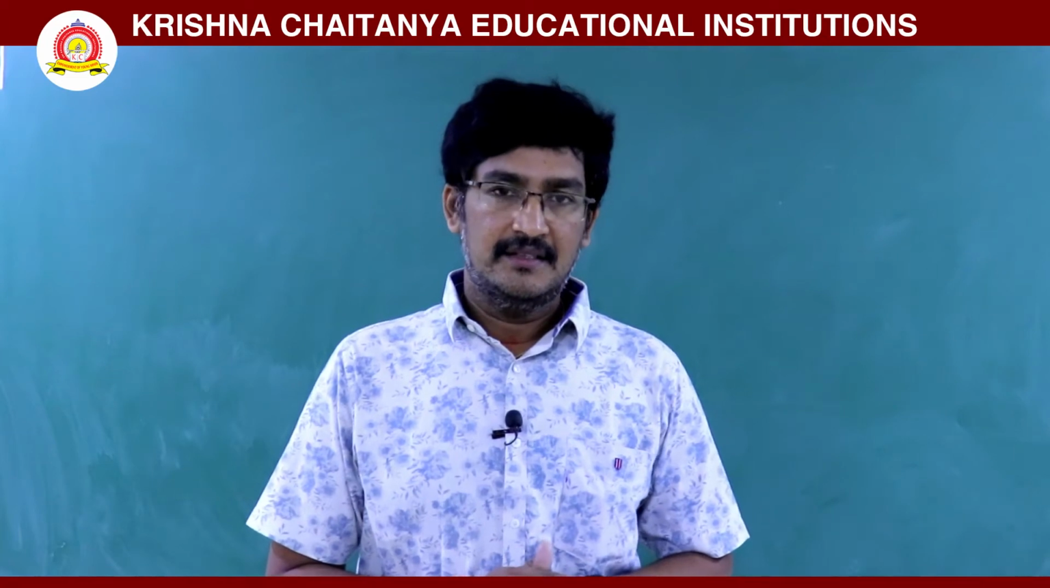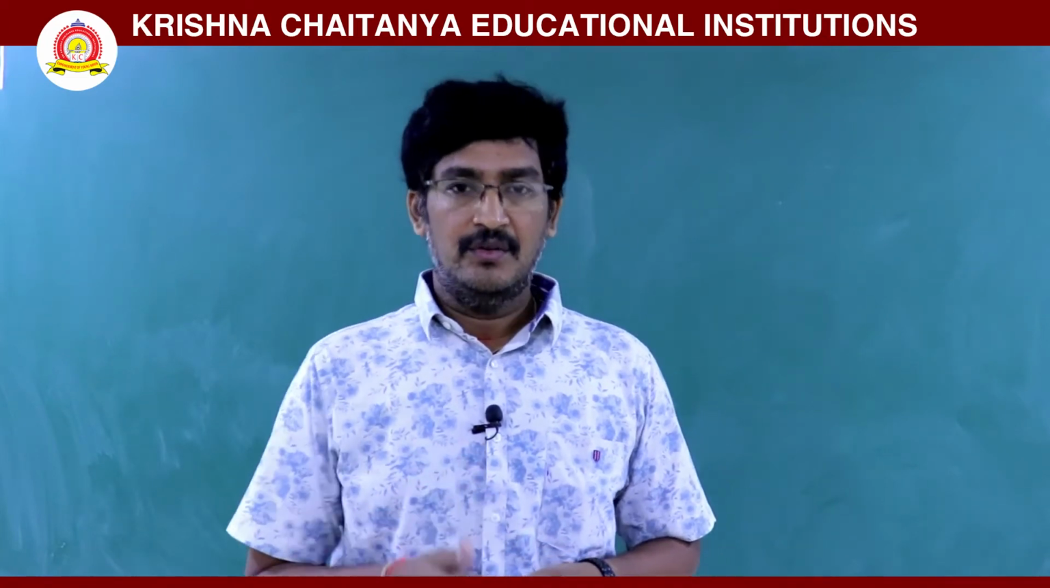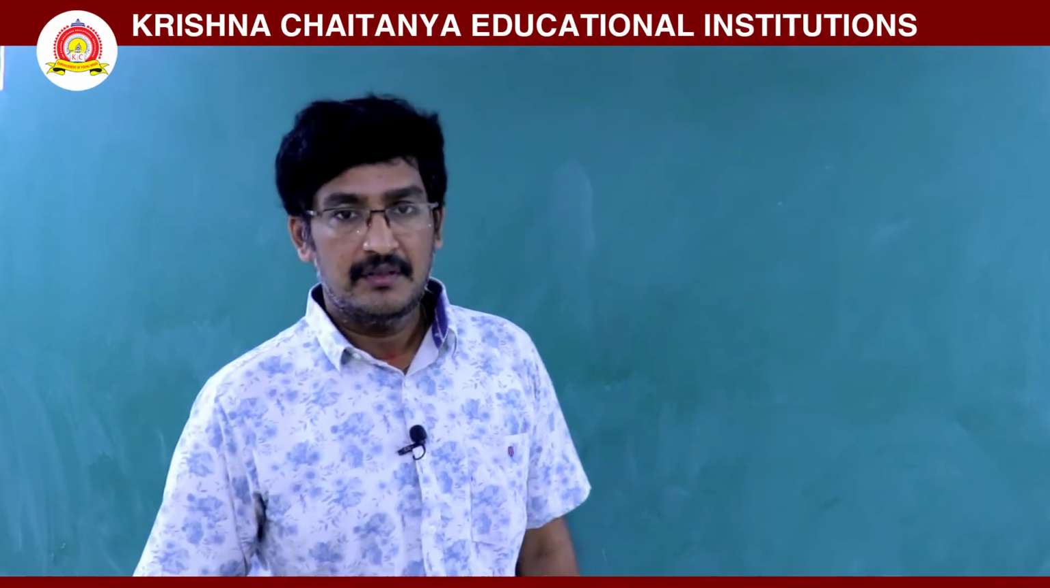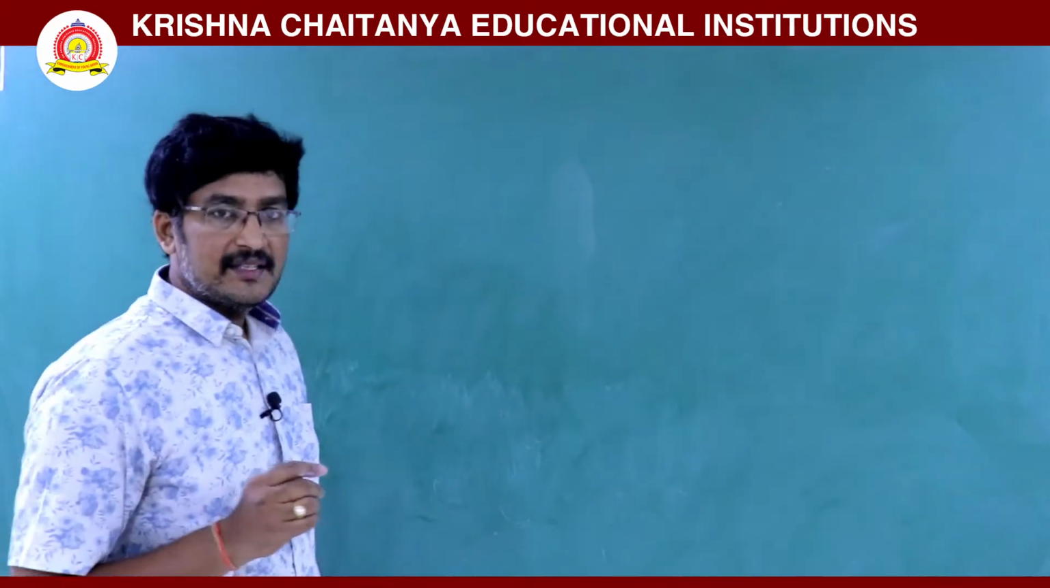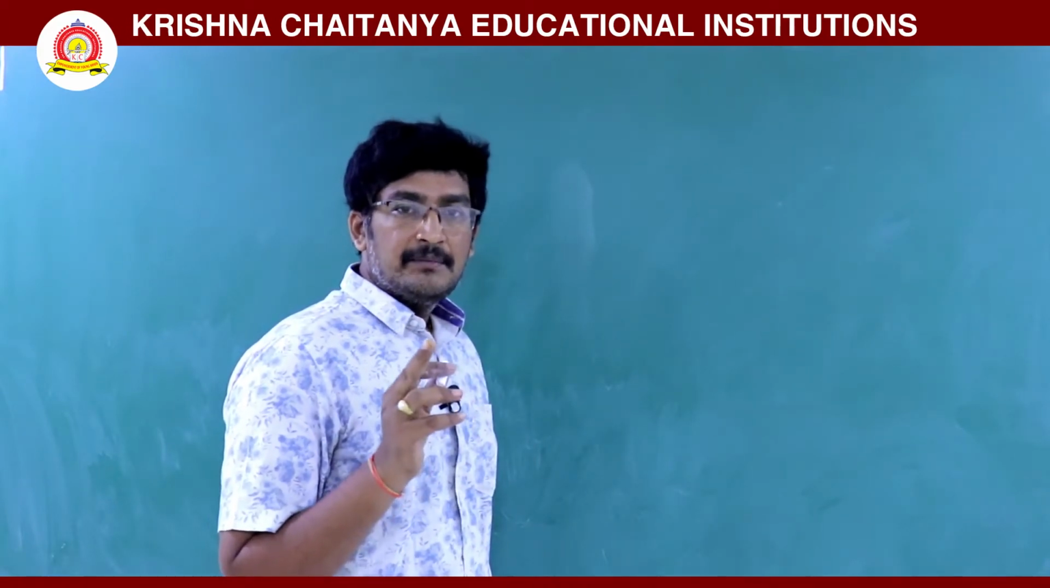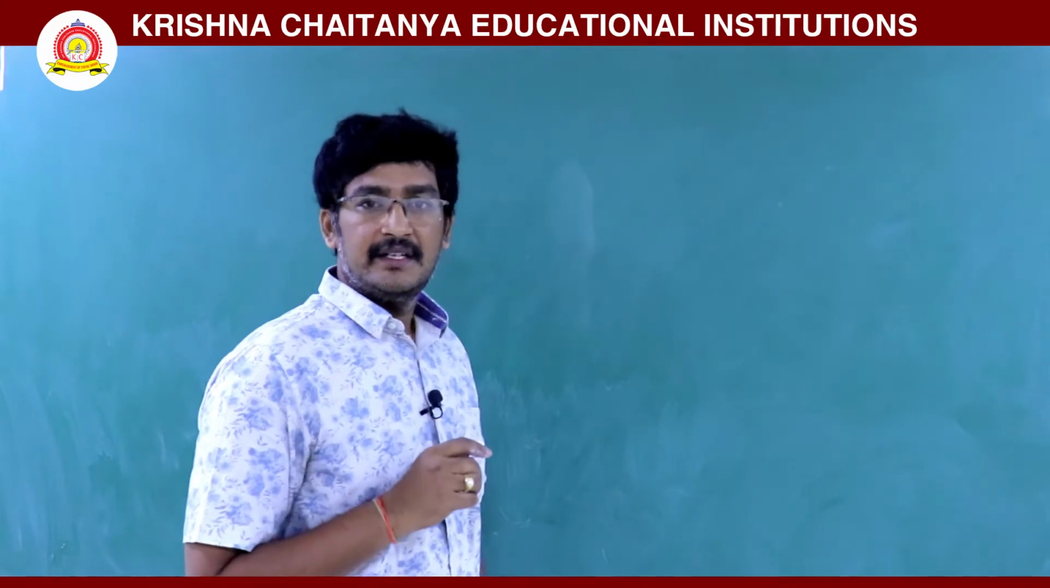In the last session, I explained what is the circumcenter of the triangle. Let me repeat that one now. So, what is the circumcenter of the triangle? The point of concurrency of perpendicular bisectors of the triangle.